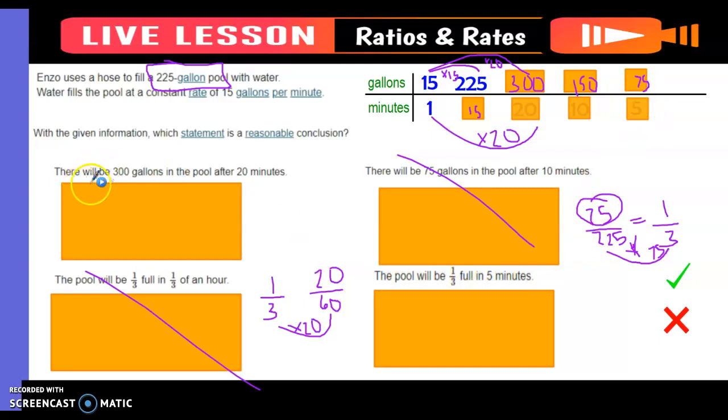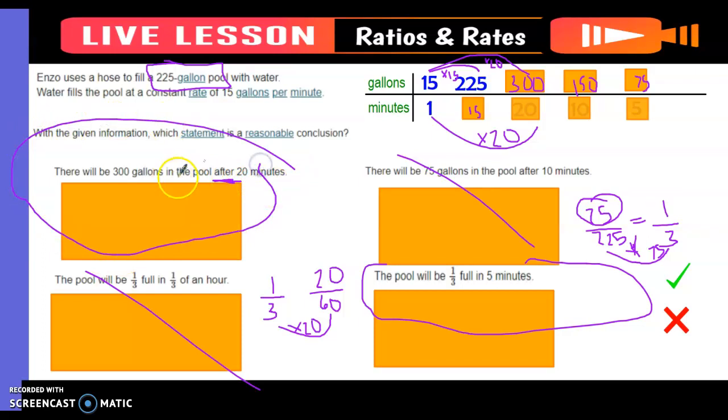That's true. There will be 300 gallons in the pool after 20 minutes. I think this "after" kind of makes it throw it off. And so after 20 minutes, there'll be 300. So actually, I want to say both of these possibly could be true. The "after" kind of throws me off a little bit, but possibly that one can be true if you say at 20 minutes, it will be full.